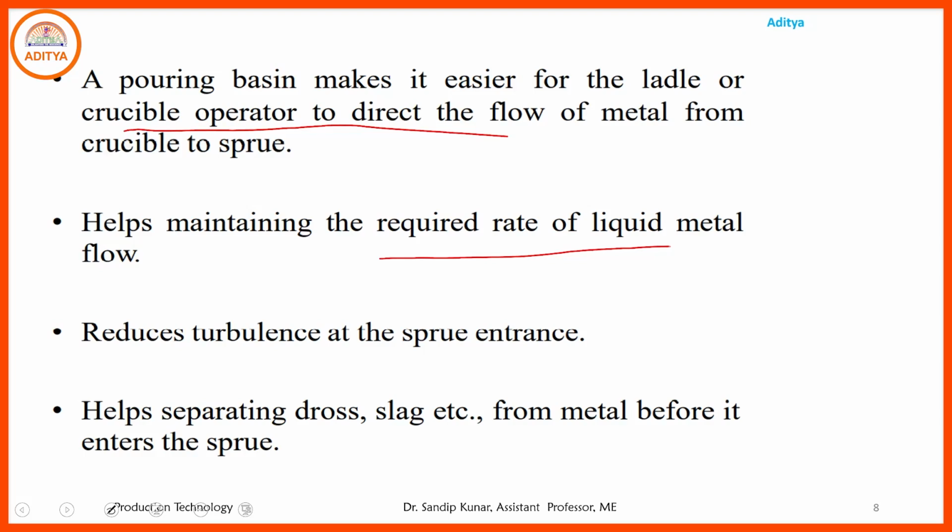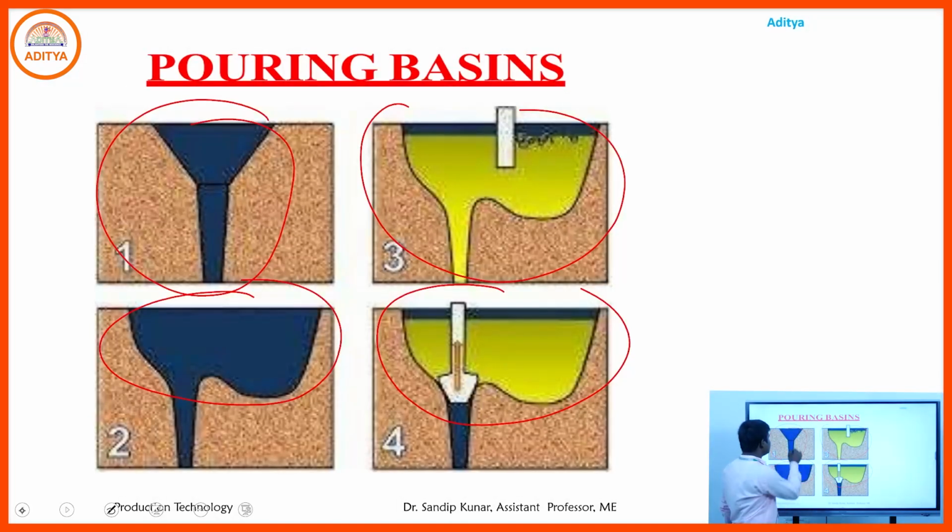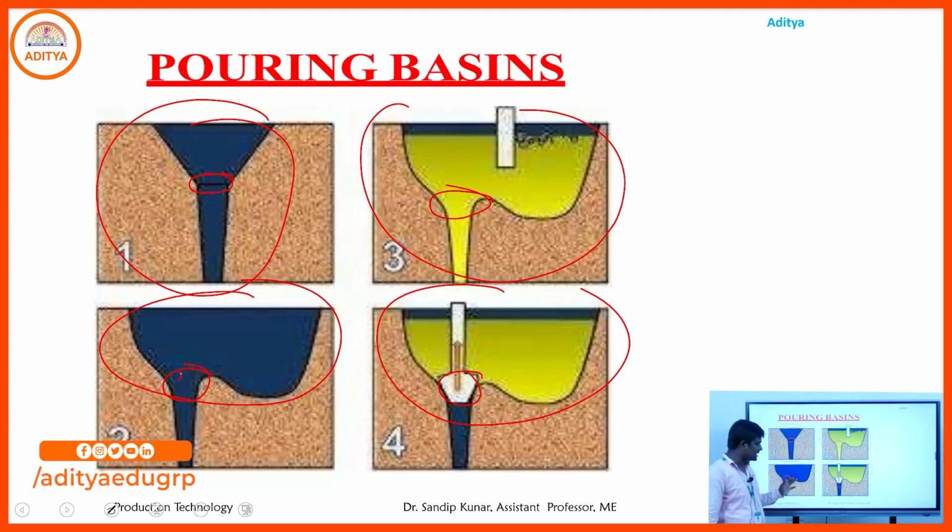That type of shape also reduces the turbulence of the flow of the molten metal. Also, we can easily separate impurities, such as dross or slag, if we use a strainer in the pouring basin. Using the strainer, we remove the impurities, so the molten metal goes through to the mold cavity and a defect-free product is generated.